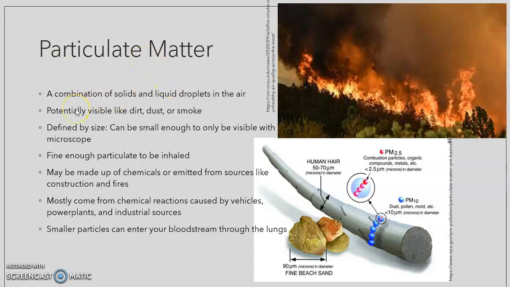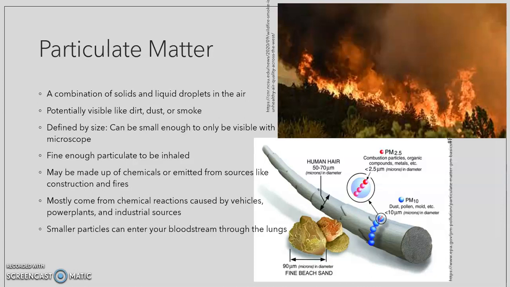There are 2 sizes of particulate matter, and that's PM10, which are particles smaller than 10 microns, like dust, pollen, and molds, which are caused by fires and plants and things like that. And then you have even smaller particulate matter, which is less than 2.5 microns, which comes from combustion, and then organic compounds and metals. And these aren't visible to the human eye.